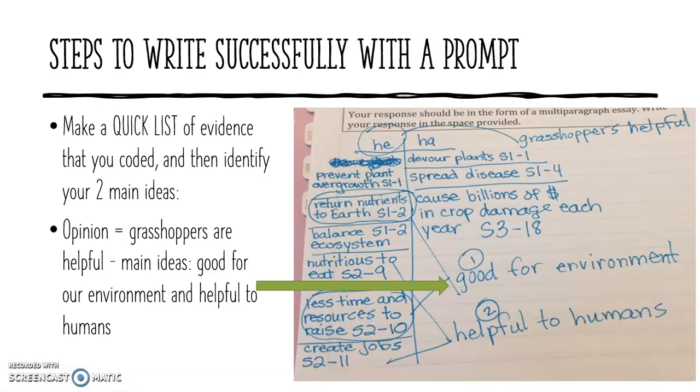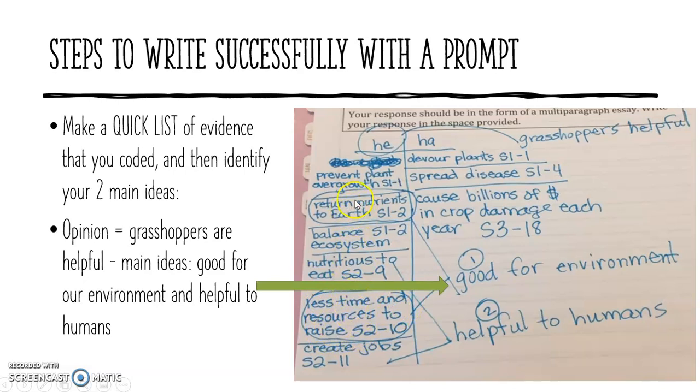In my opinion, grasshoppers return nutrients to the earth. In the text, grasshoppers return nutrients to the earth. Do you see how we're repeating ourselves? No, that cannot happen. We have to make sure that we're reading our coding, our evidence here, and coming up with a bigger idea. What's the bigger picture that I'm learning from "return nutrients to the earth" and "less time and resources to raise grasshoppers"?